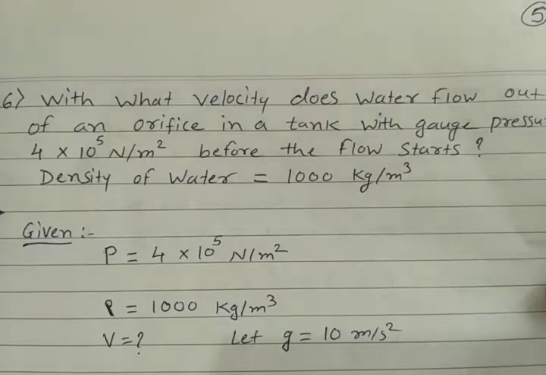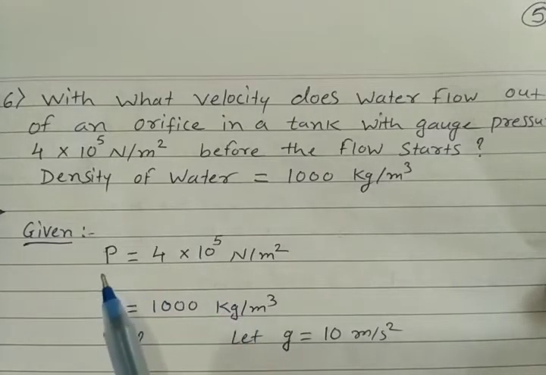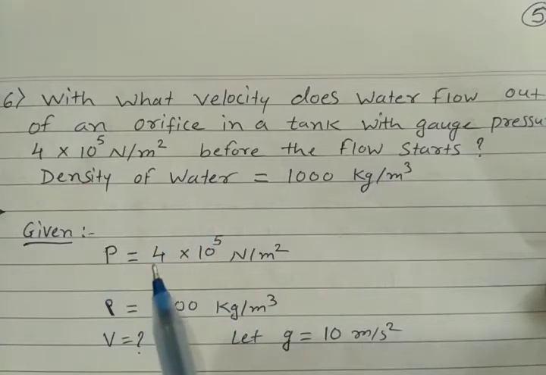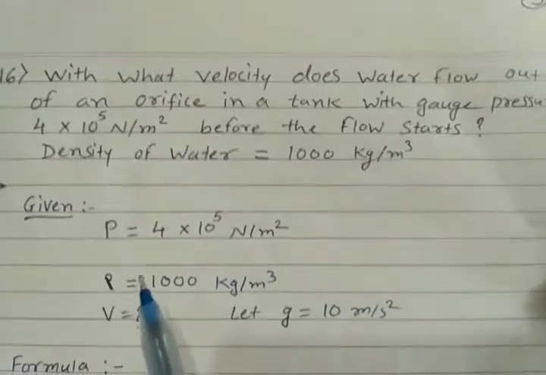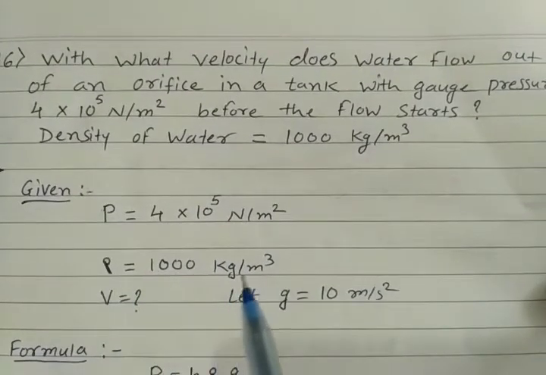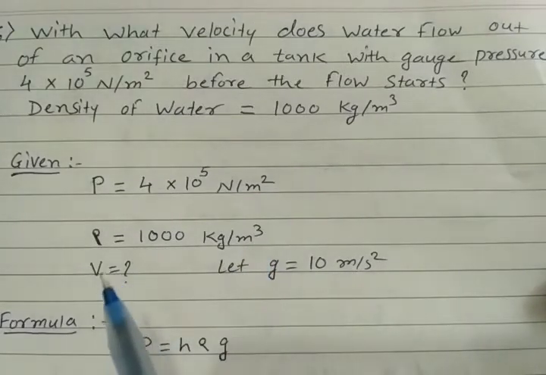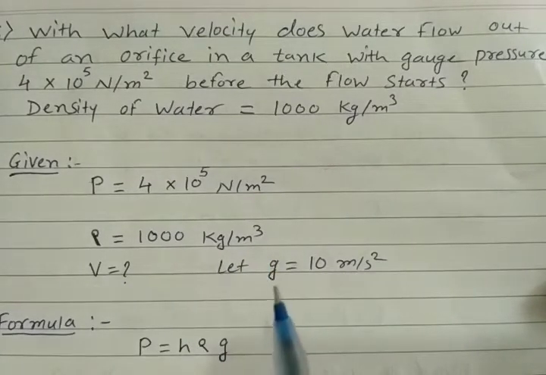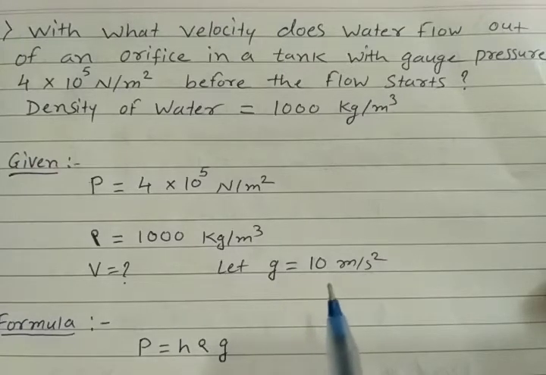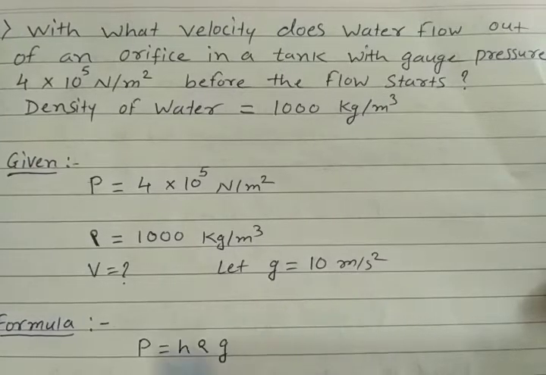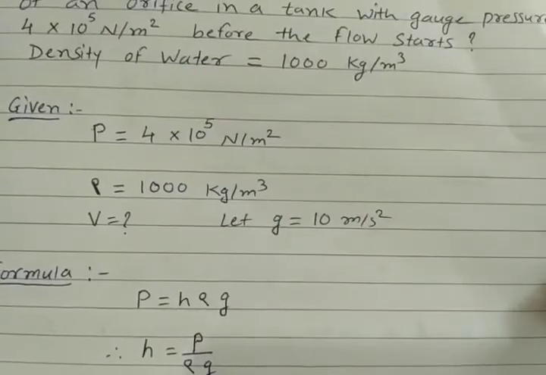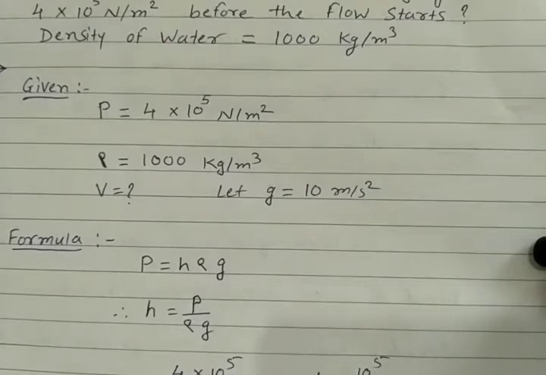Now what is given in this numerical? The gauge pressure P is 4 into 10 raised to 5 Newton per meter square. The density is 1000 kg per meter cube. The velocity we have to find out. Let the value of g, that is acceleration due to gravity, is 10 meter per second square. The formula for pressure, the pressure P is h rho g.